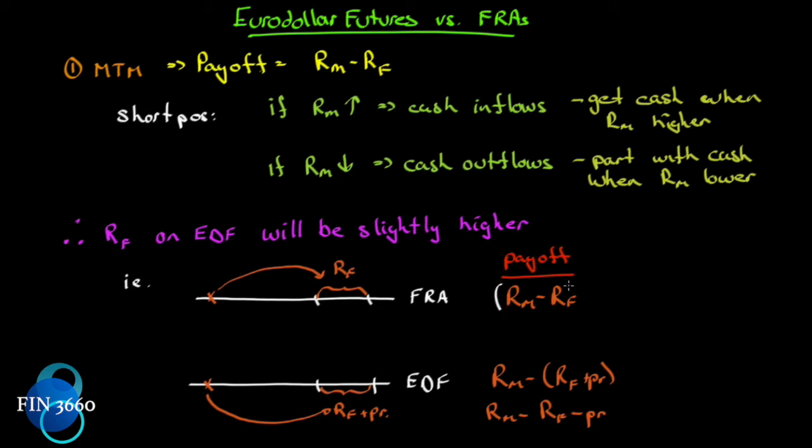So let's have a look at what our payoff up here is. On the forward rate agreement, there's our payoff. On the Eurodollar futures agreement, there's our payoff. Notice that these two are identical, but the futures has minus PR. So the payoff is going to be lower. The payoff on the Eurodollar futures contract will be lower than the payoff on the forward rate agreement.